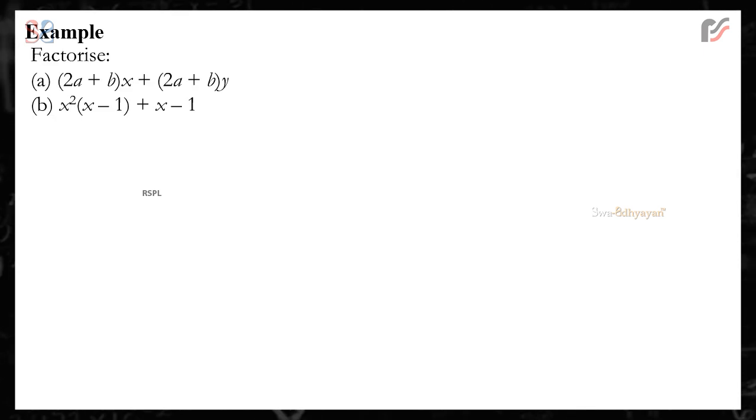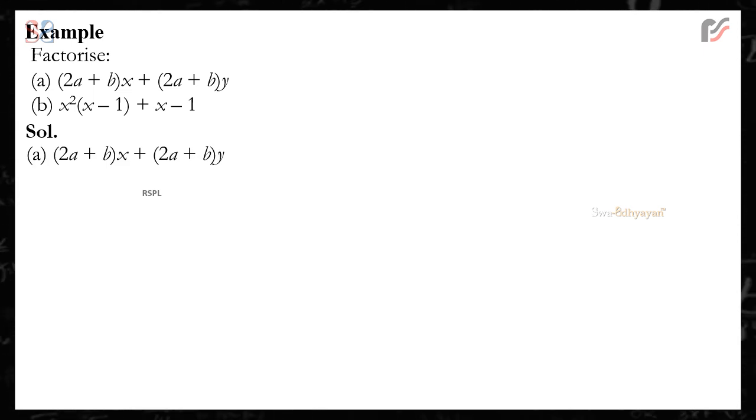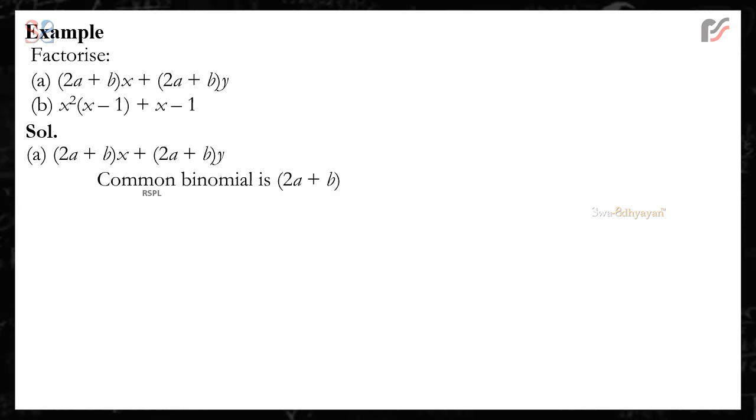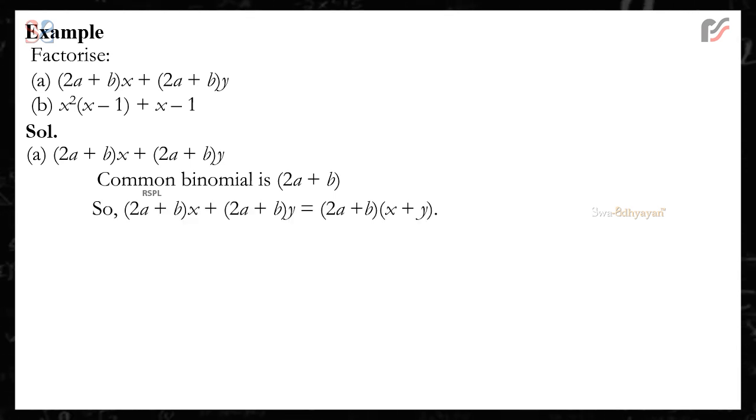Example. Factorize a in the brackets 2a plus b into x plus in the brackets 2a plus b into y, and b, x square into in the brackets x minus 1 plus x minus 1. Solution. A in the brackets 2a plus b into x plus in the brackets 2a plus b into y. Common binomial is in the brackets 2a plus b. So, it is equal to in the brackets 2a plus b into in the brackets x plus y.